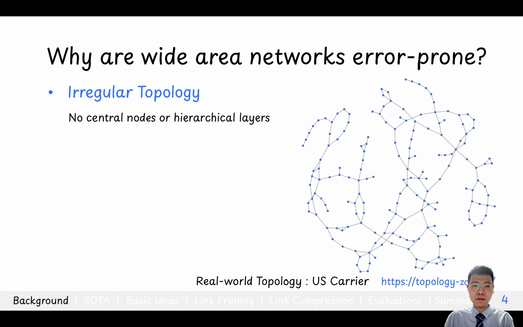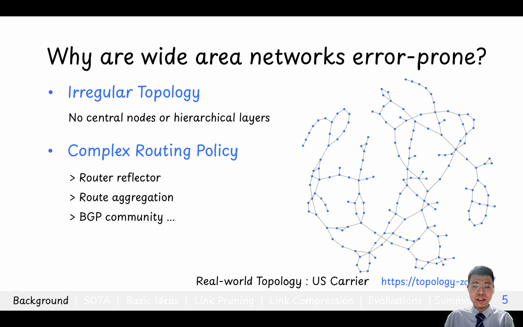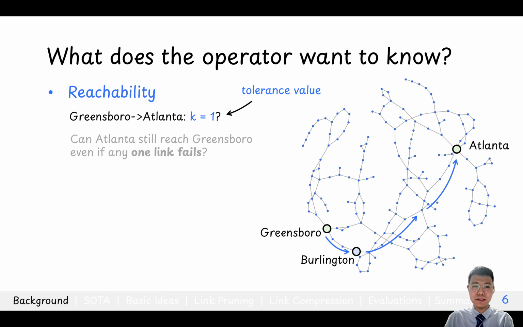This is mainly because wide area networks are often deployed at a global scale, and their physical connectivity is constrained by geographic factors. The second reason is that each device is often configured with complex routing policies. In practice, operators often use advanced configuration features, such as route reflectors, route aggregation, and BGP communities. These features make manual misconfigurations much more likely.